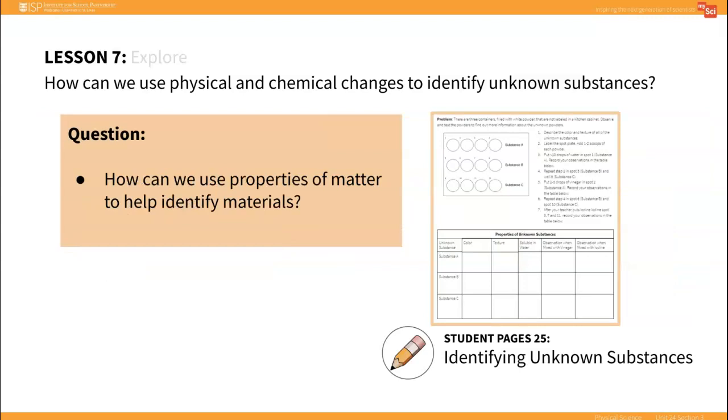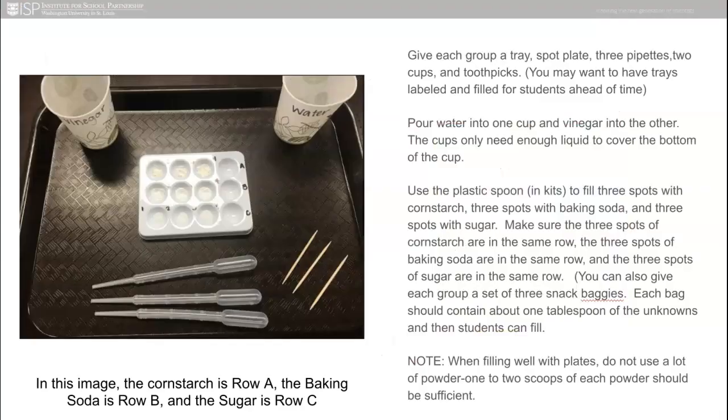You'll transition to the explore part of this lesson, where you'll actually have kids conduct an experiment to figure out which substance is which based on chemical properties. Each group is going to need the following materials. They'll need a tray, the spot plate, 3 pipettes, toothpicks, a cup of vinegar, and a cup of water. As a material note, you'll be able to throw away these spot plates at the end of the investigation.